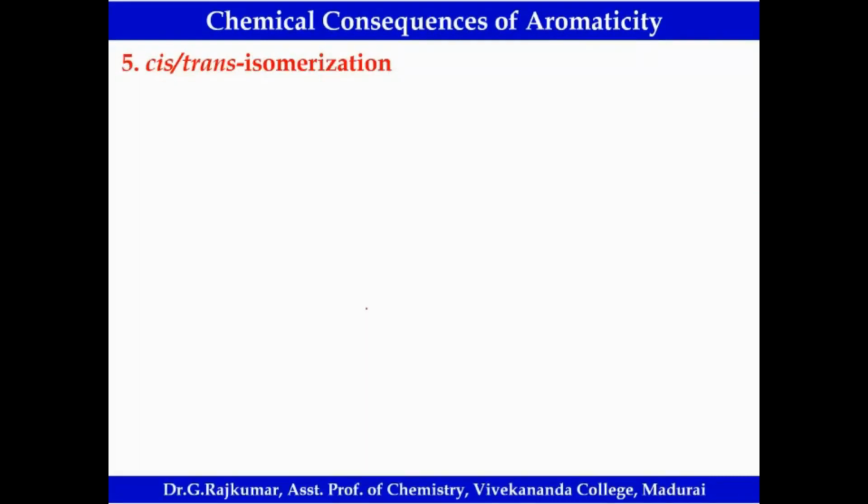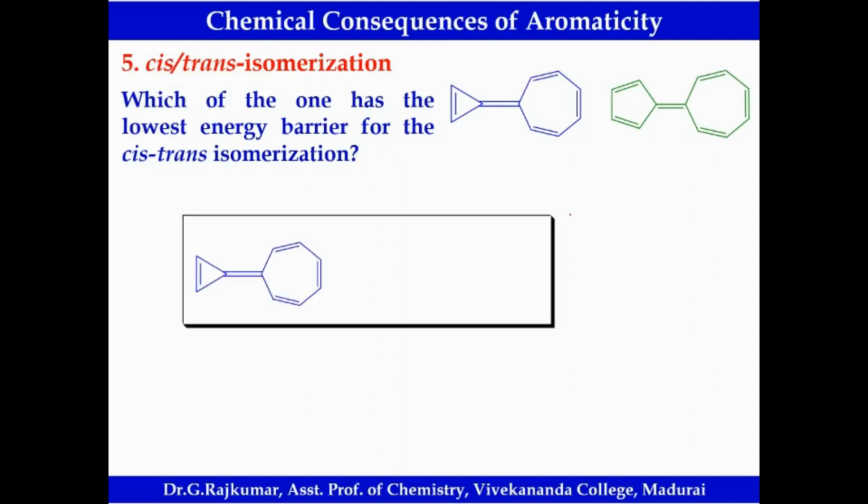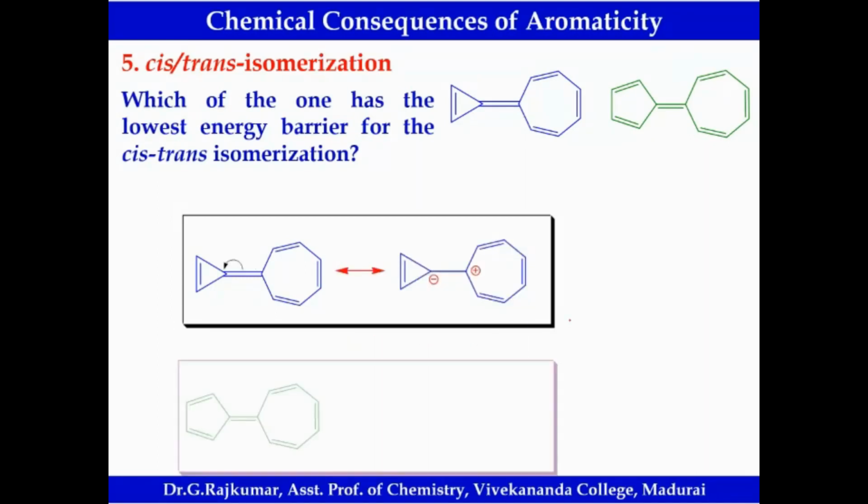Then cis trans isomerization. Look at this. Among these two, which will undergo isomerization? There is a cis trans isomerization. For cis trans isomerization to happen, there must be displacement of electrons. Which one? Second structure. In structure 1, this is the displacement of electrons. In structure 2, this is.